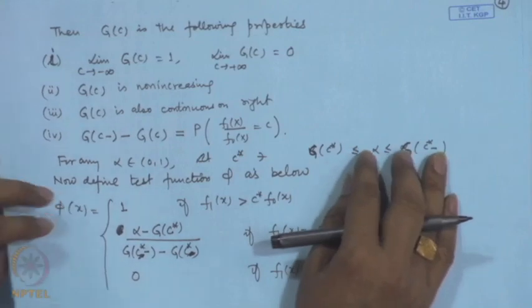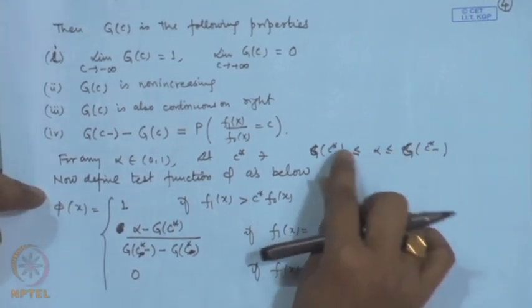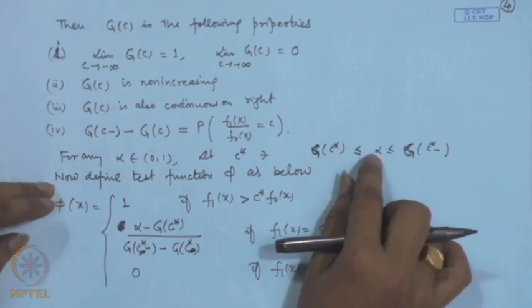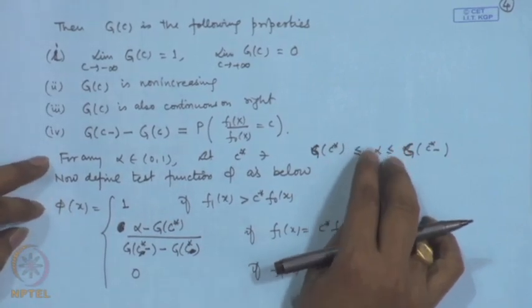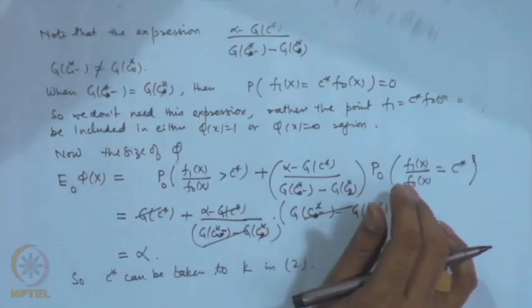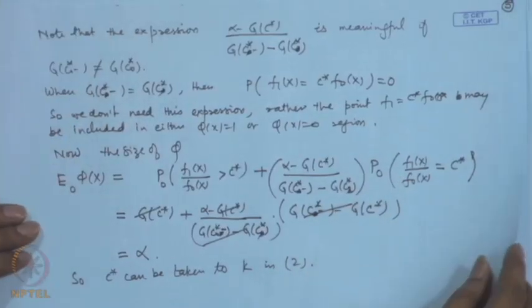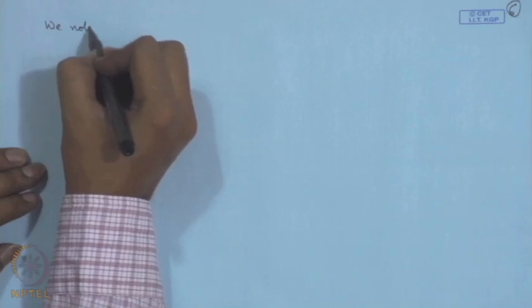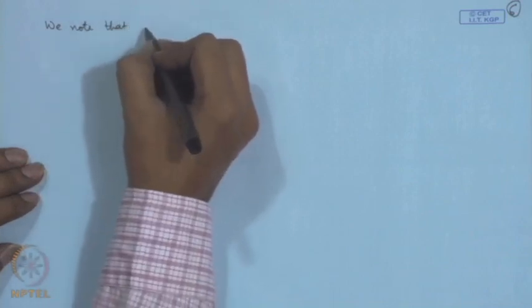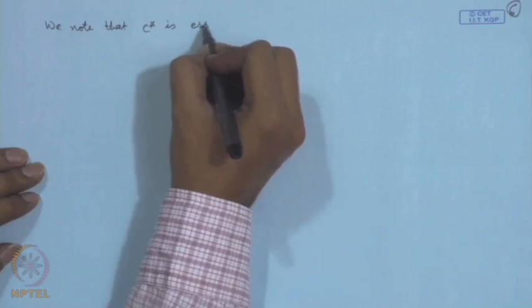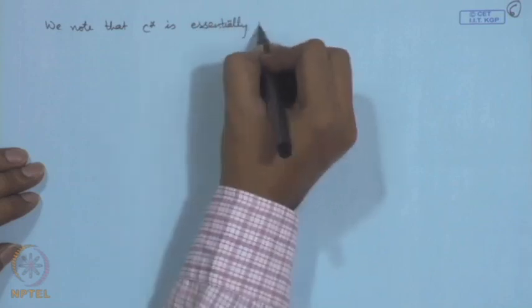Now, another point is regarding the choice of c star. I mentioned that when we have the continuous case, then it is equal. So, there is a unique value, but in the discrete case there may be a possibility that there is more than one value, but all those values will give the same option here. So, there will not be any change in the ultimate solution. Let me just give a comment about this. We note that c star is essentially unique.